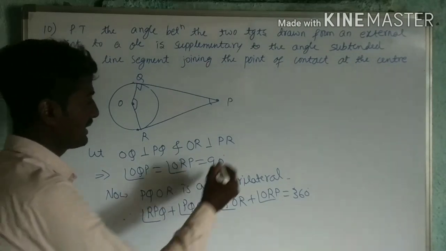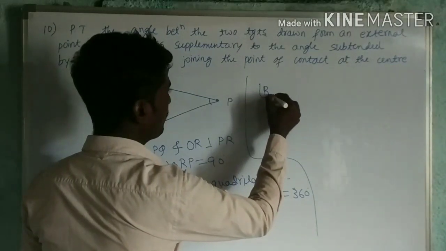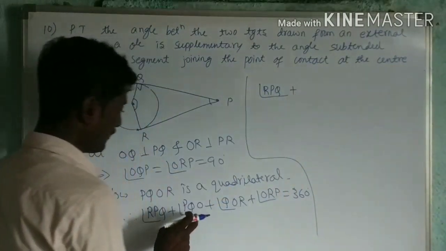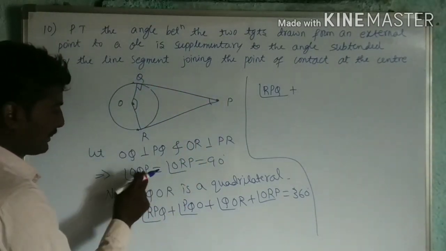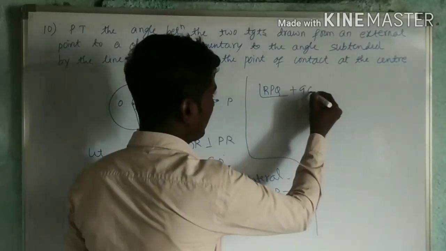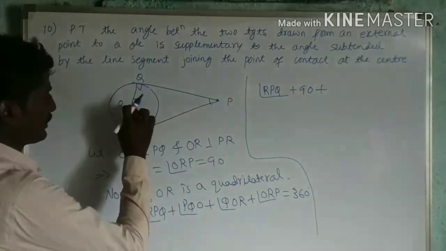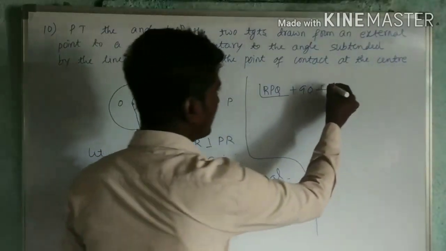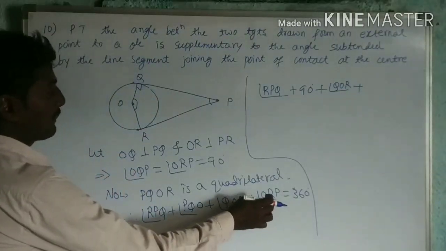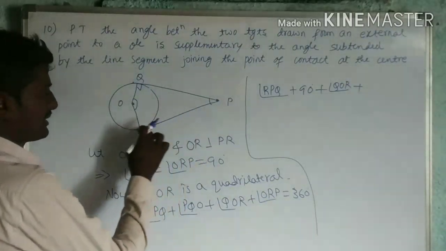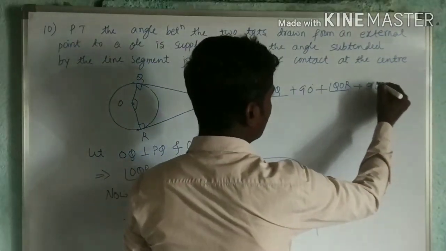Now substitute the values of OQP. So RPQ I will write as it is. That is equal to RPQ plus PQO. So that is PQO, how much is that? 90 degrees. PQO is 90 degrees plus 90 plus QOR. So where is that QOR? QOR, we don't know that. So that QOR plus ORP. So where is that ORP, how much is it? That is also 90 degrees. So that is 90 degrees is equal to how much?